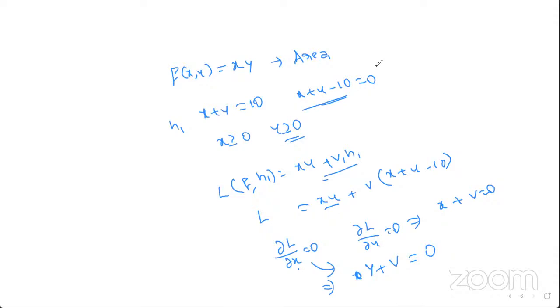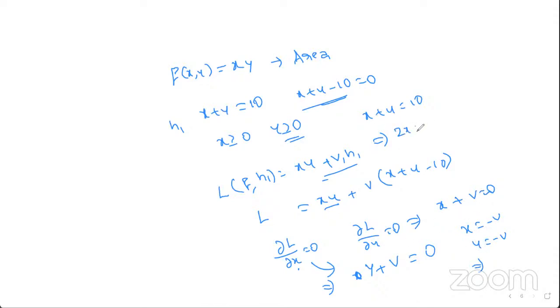Right? So what this basically means, we have this x equals minus v, and then this y equals minus v, which basically means x equals y, right? And then the other condition we have is x plus y equals 10. Which basically means that x and y are equal, right? Since they both are equal to minus v, x and y are equal.